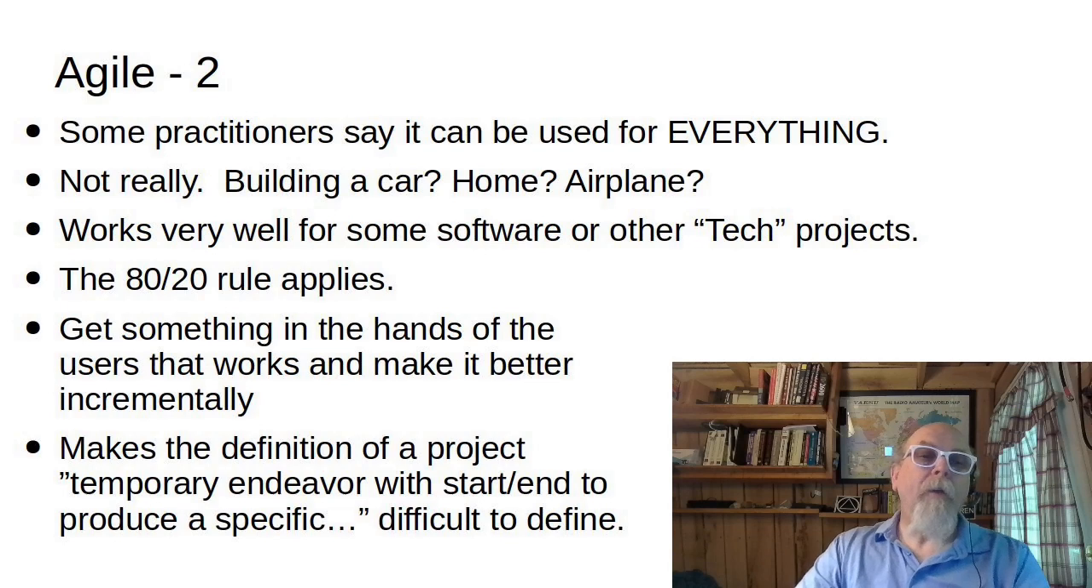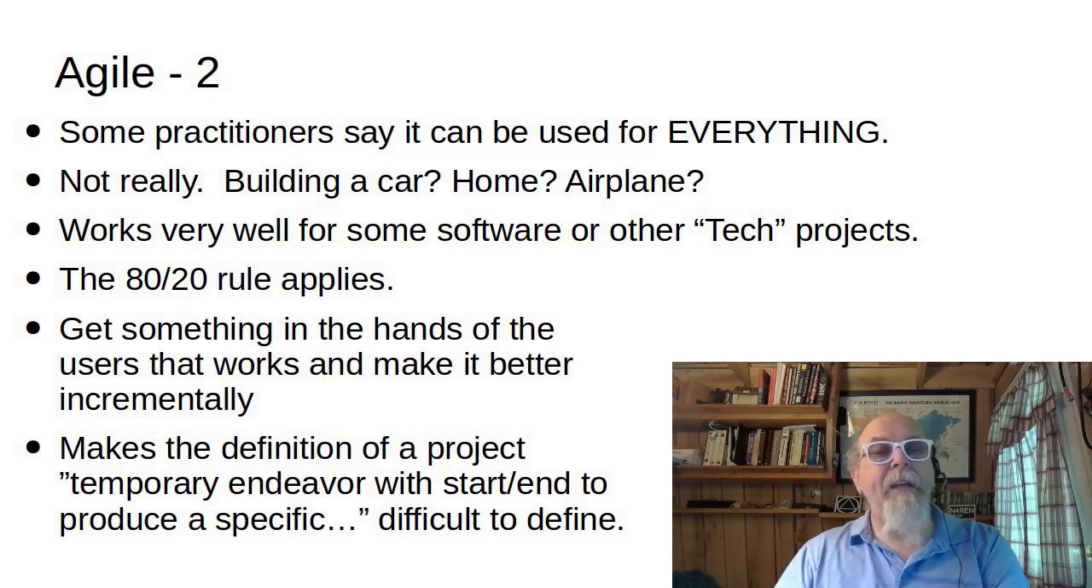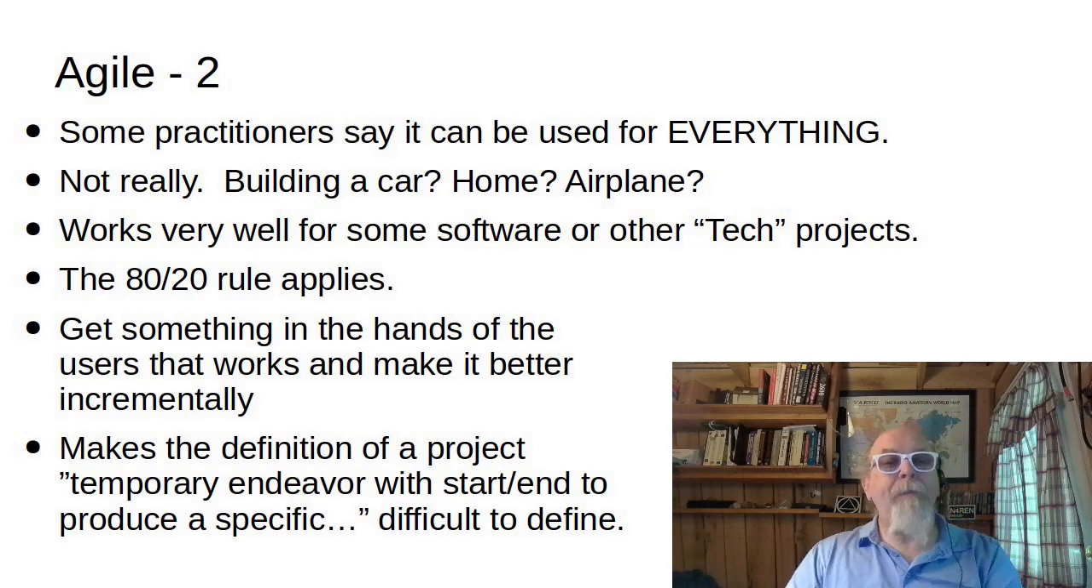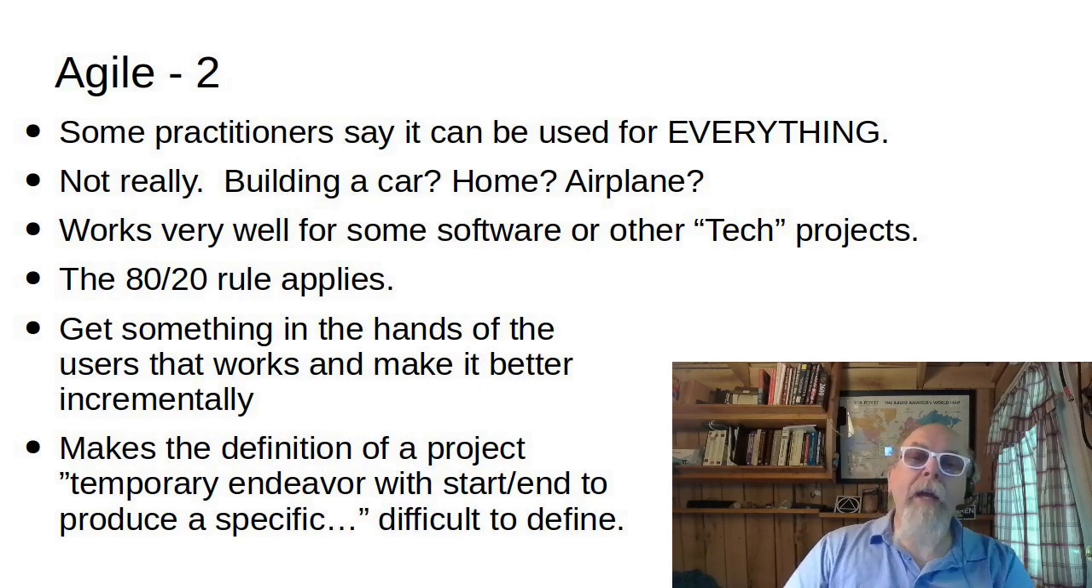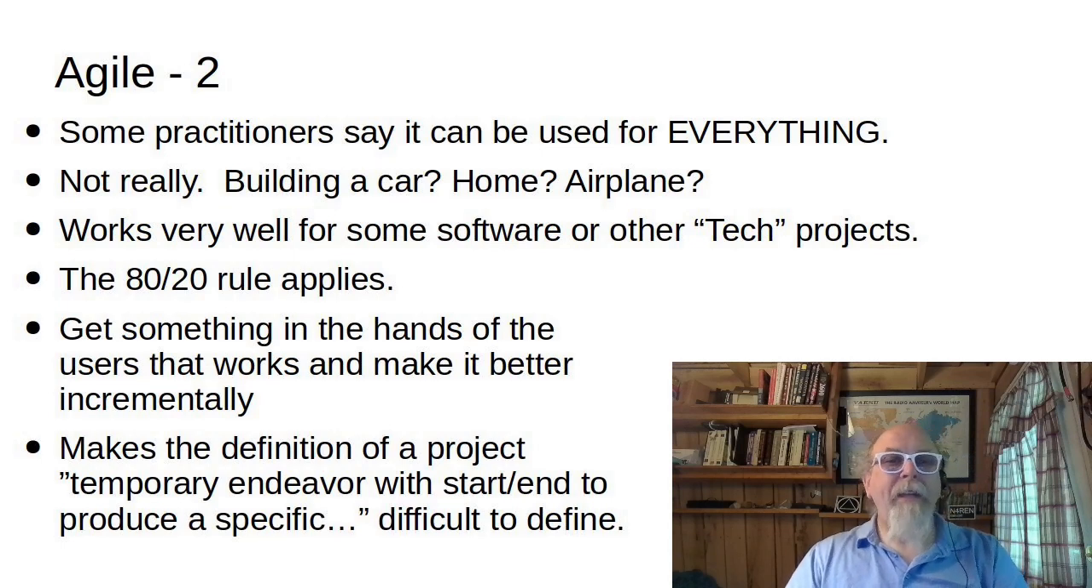Now, remember that in the very first slide, first video, we said that the definition of a project is a temporary endeavor with a definite start and end to produce a specific something. Well, when we're using an agile methodology, that definition gets kind of fuzzy, because we might have a definite start and end. You've got a year to get this, but you don't have a definite deliverable. You don't know exactly what you're doing.